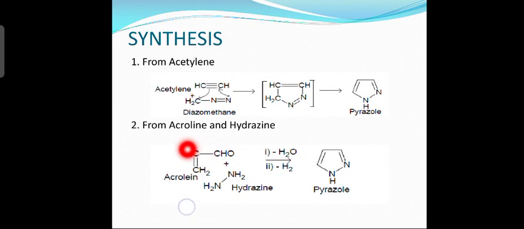Next method is from acrolein and hydrazine. This is the formula of acrolein, CH2 double bond CH2O. Hydrazine formula is NH2NH2. Only thing is it is written in this way so that you can easily identify the pentagon ring. All right. So elimination of a water molecule takes place, elimination of a hydrogen molecule takes place to give pyrazole. Pyrazole is nothing but pyrrole plus azole. So you have the molecular structure.